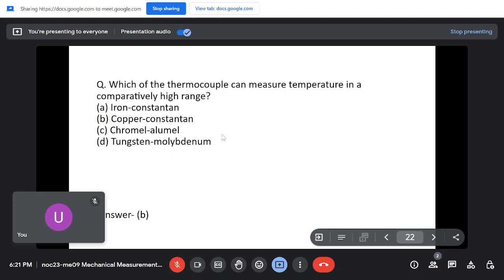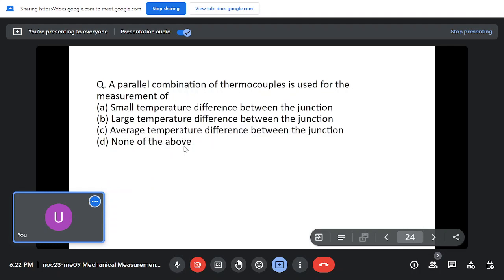So which of the thermocouples can measure temperature in a comparatively high range? You can see it's option D, tungsten molybdenum. Tungsten can withstand high temperatures, so it's fairly easy to remember in that sense. So the thermocouple of option D, tungsten and molybdenum, can be used for high range temperature measurements.